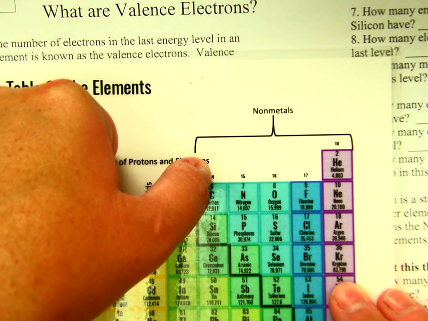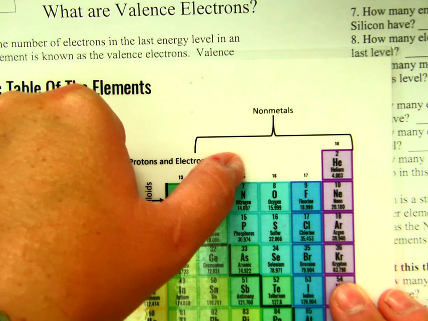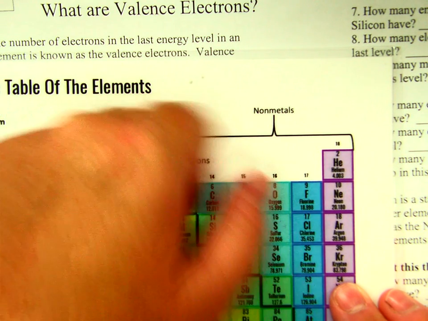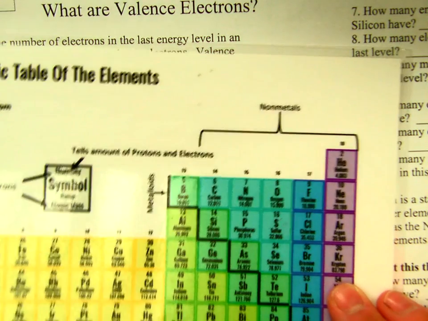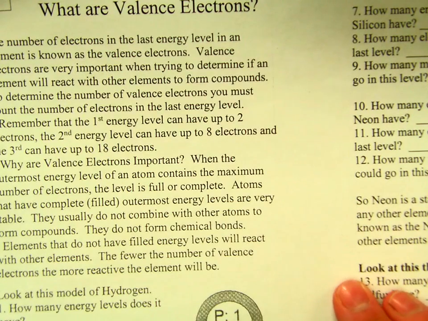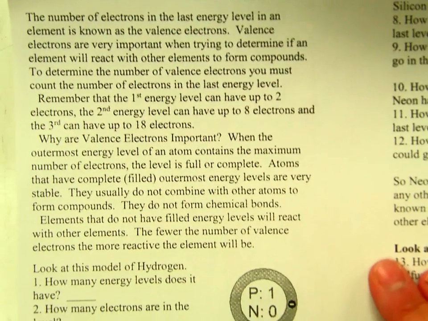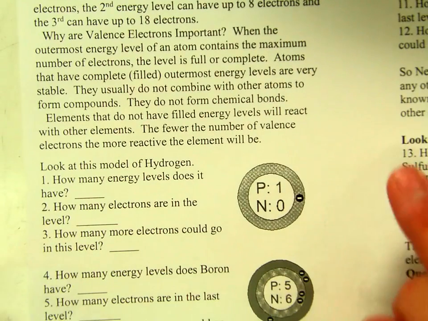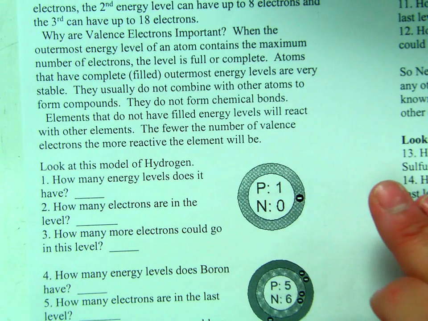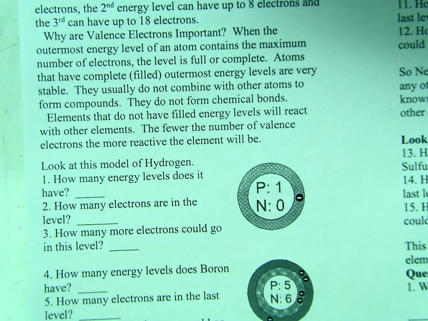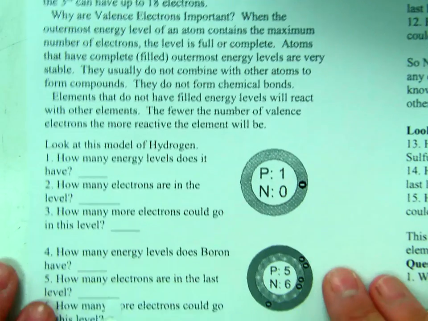14 means we have 4. 15 means we have 5, and so on. Let's look back at our sheet that says what are valence electrons. So we've already highlighted, or you have, and I've highlighted my other one, but I'm not going to write on this copy right here. So let's look at the questions.